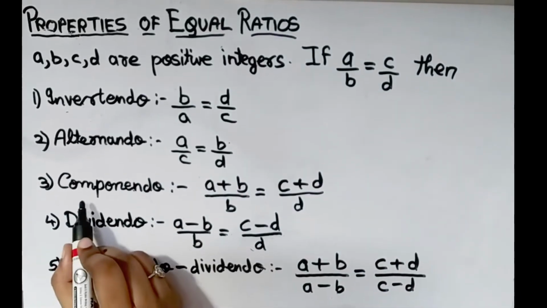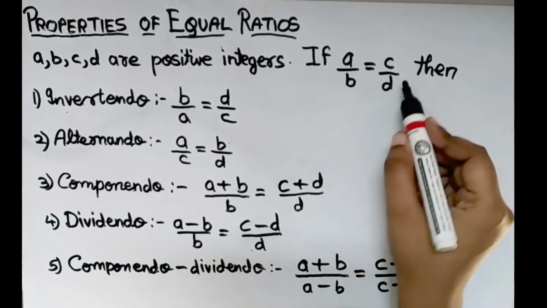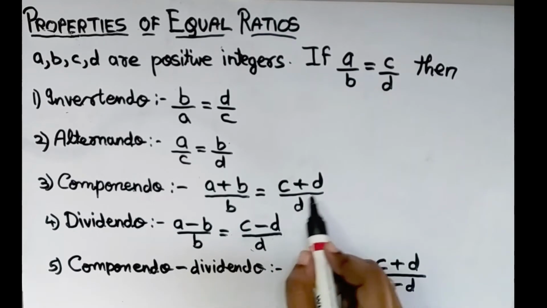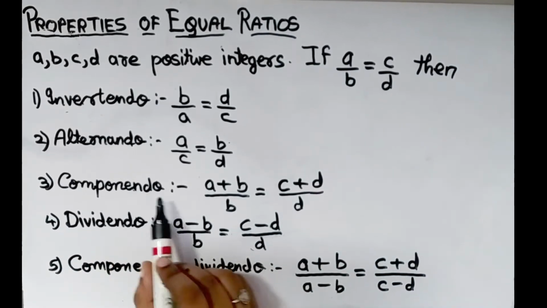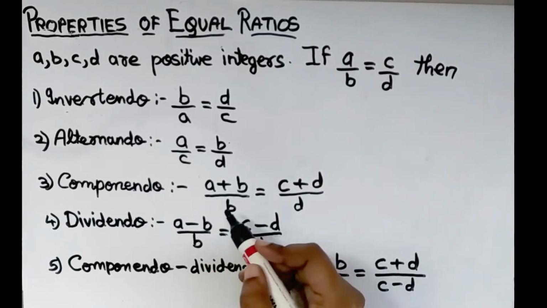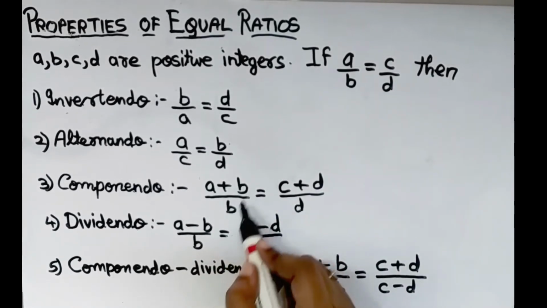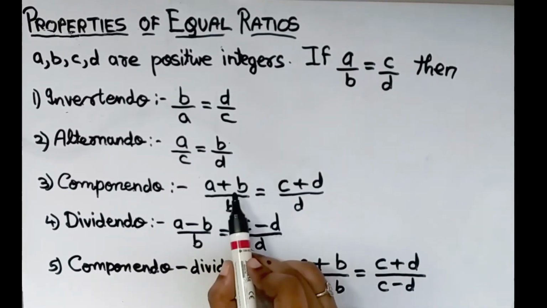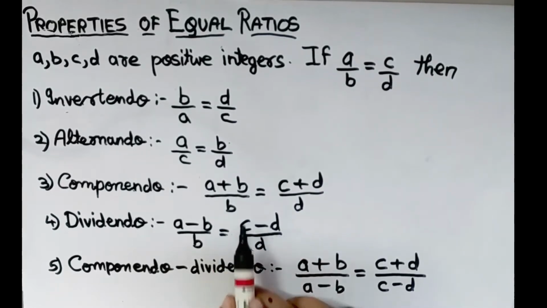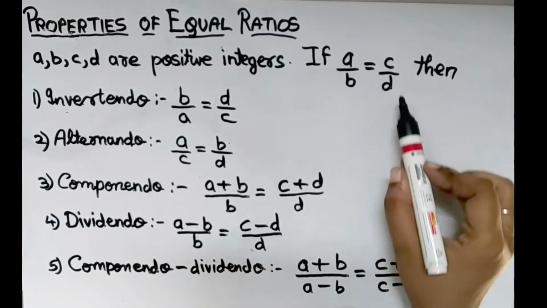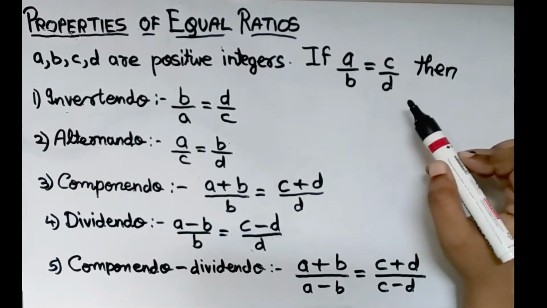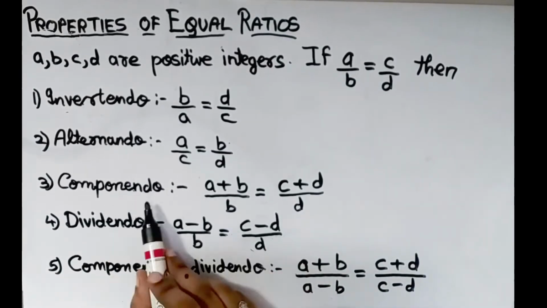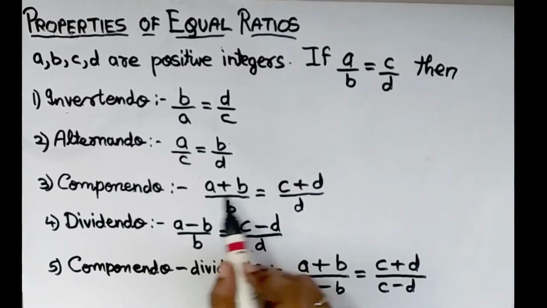Now the third property is componendo. If A upon B is equal to C upon D, then componendo means A plus B upon B is equal to C plus D upon D. So in componendo, on both sides we are adding the denominator to the numerator. In the first ratio the denominator is B, so we added it to the numerator, and the denominator we keep as it is. In C upon D, the denominator is D, so we added that D to the numerator and keep D as the denominator. So in componendo you add the denominator to the numerator.